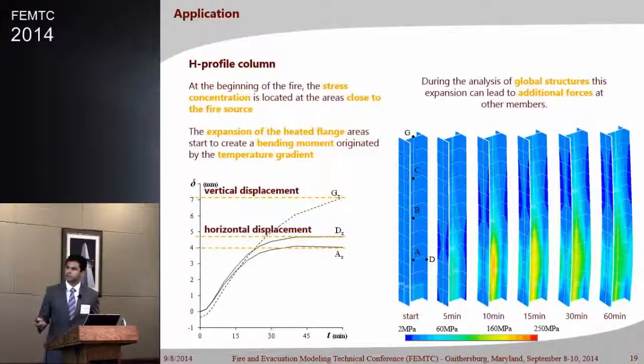Looking at the displacements, at the top of this column, we have a displacement around 7 millimeters, even with the vertical load creating a negative vertical displacement at the beginning. The horizontal displacements generated at points A and D are about 4, close to 5 millimeters, and they are generated only due to the thermal gradient. During the analysis of the global structure, this expansion will lead to additional force on the other members. That's why we think that we need to use global structure simulation.